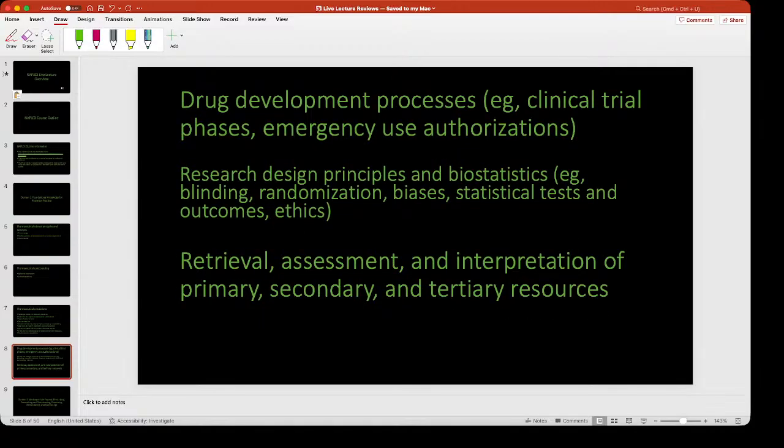Drug development processes, clinical trial phases, emergency use authorization. So you have to understand different types of clinical trial phases: phase one, phase two, phase three, emergency use. All of that is part of the drug development process. And also research design principles and biostatistics. They already listed things like blinding, randomization, biases, statistical tests, and outcomes, and ethics.